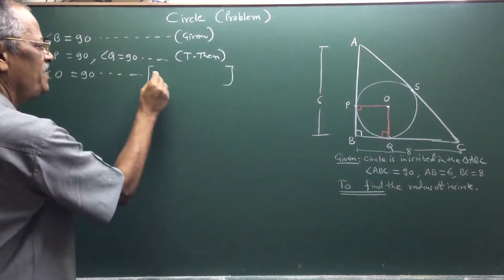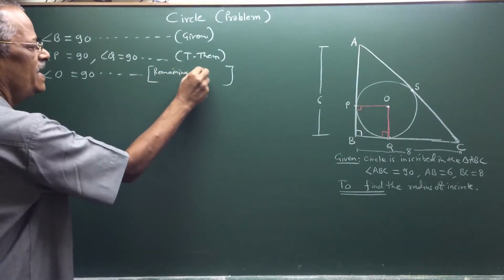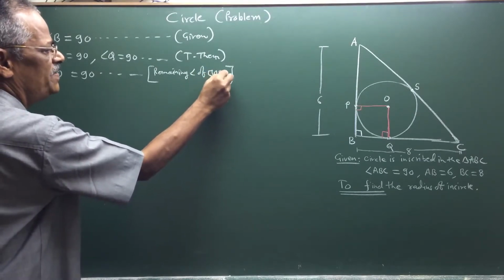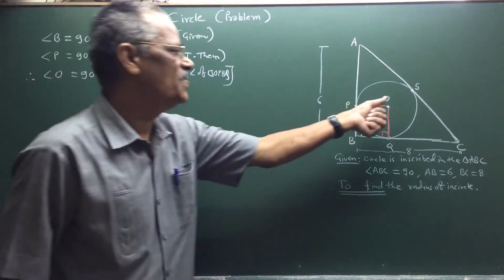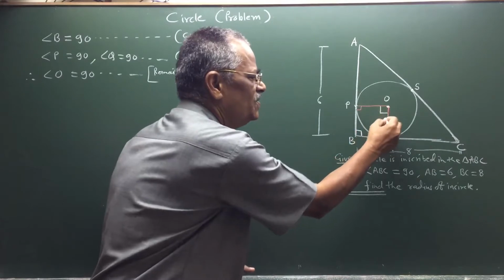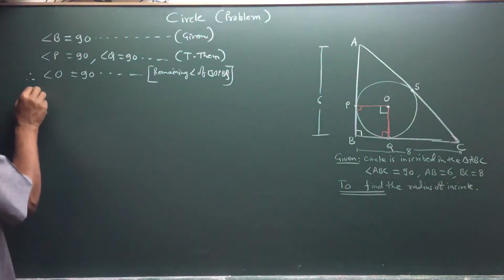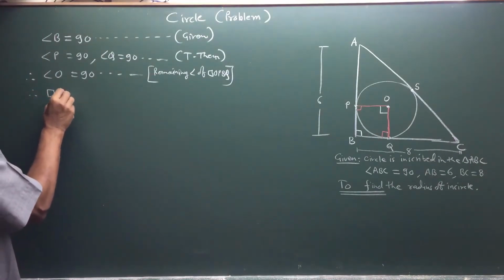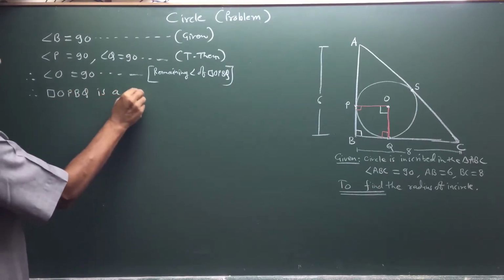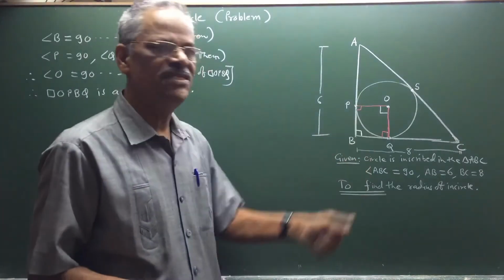The remaining angle of quadrilateral OPBQ is 90 there. So this is definitely a rectangle. Therefore quadrilateral OPBQ is a rectangle. This is proved.